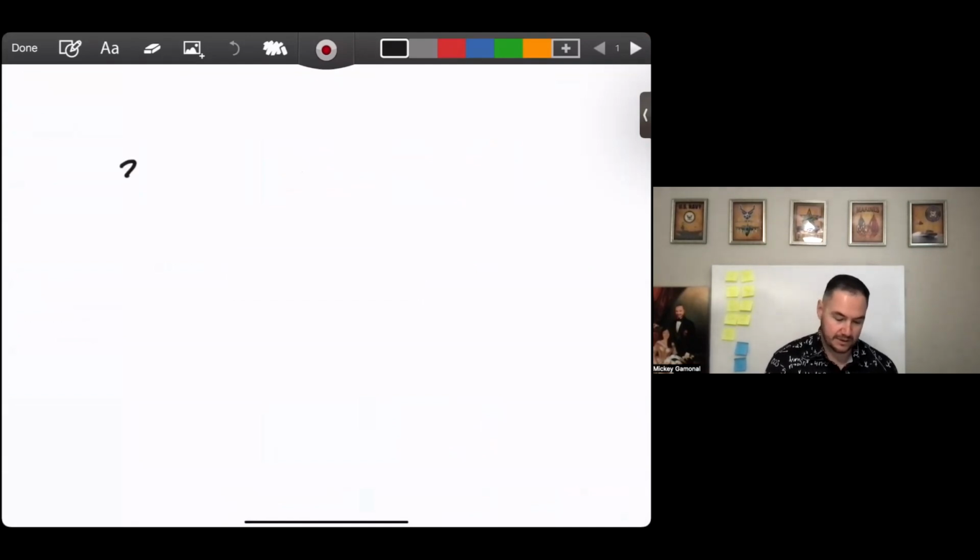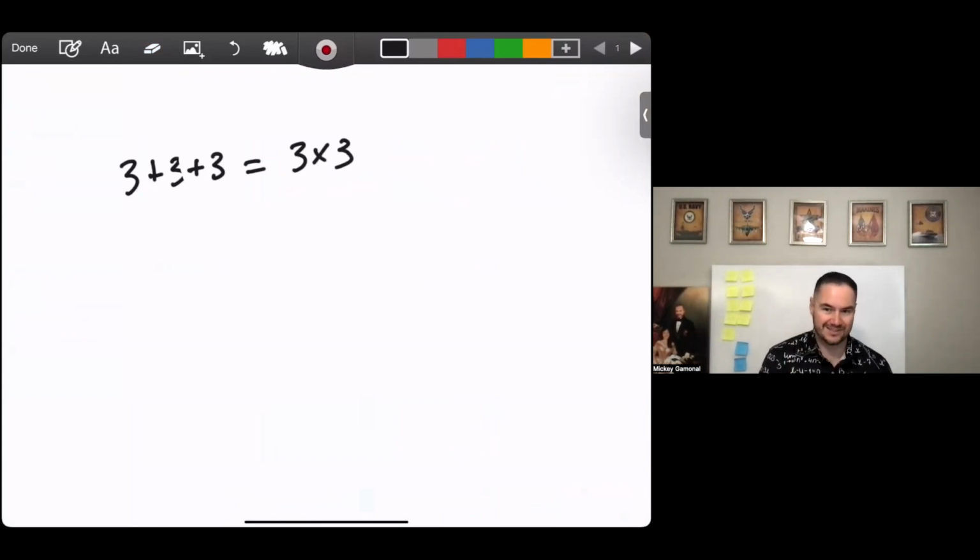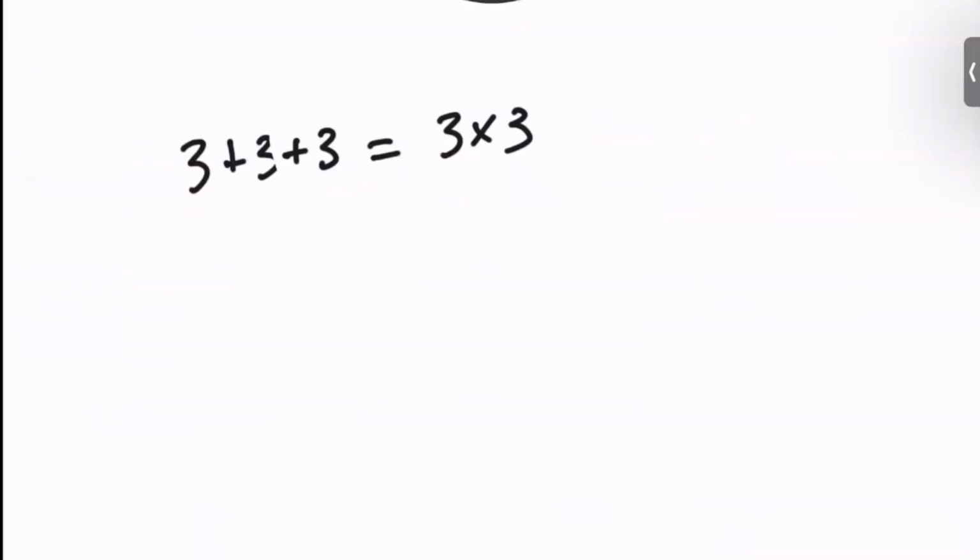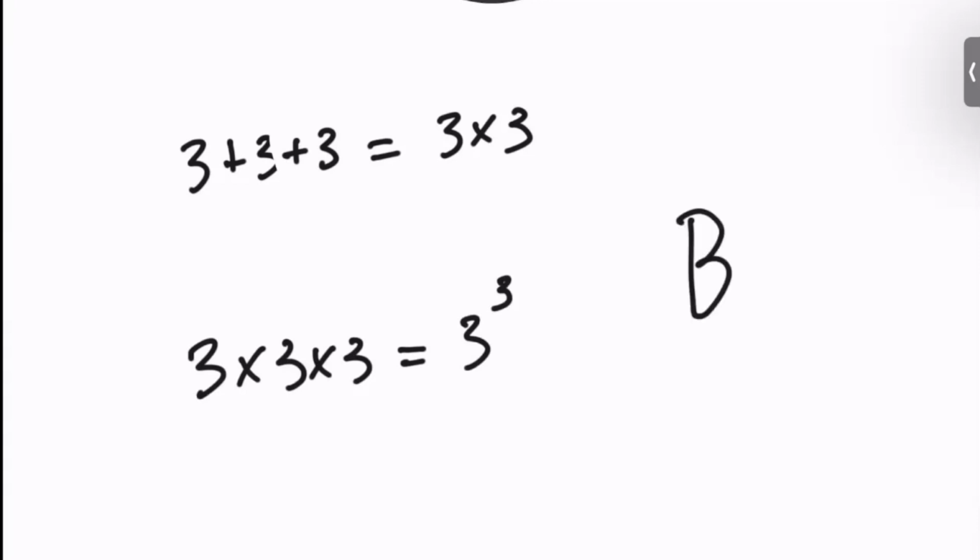So like 3 plus 3 plus 3 is equal to 3 times 3, right? Because I have 3 3's there. And so 3 times 3 is going to be the same thing as 3 plus 3 plus 3. But now what I want you to think of is 3 times 3 times 3 is equal to 3 to the third power. That's what an exponent is.